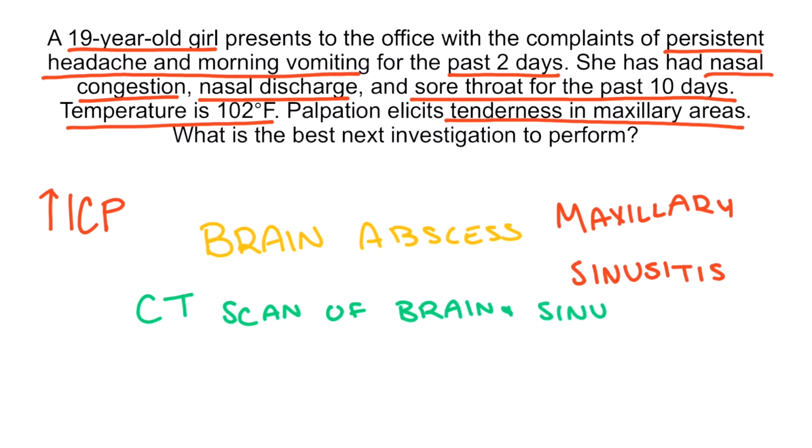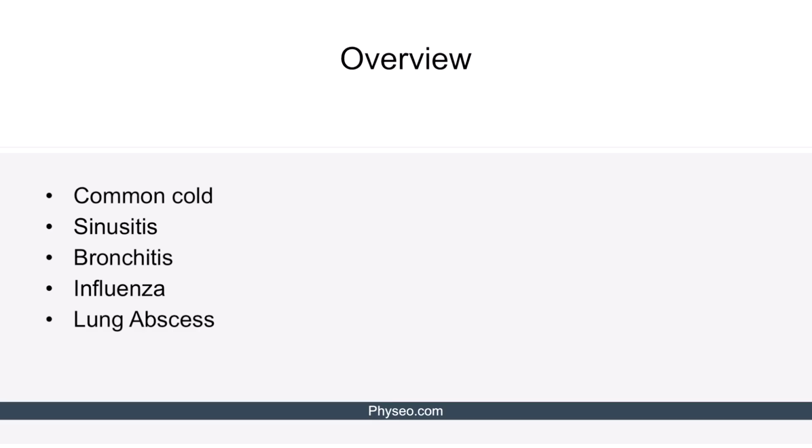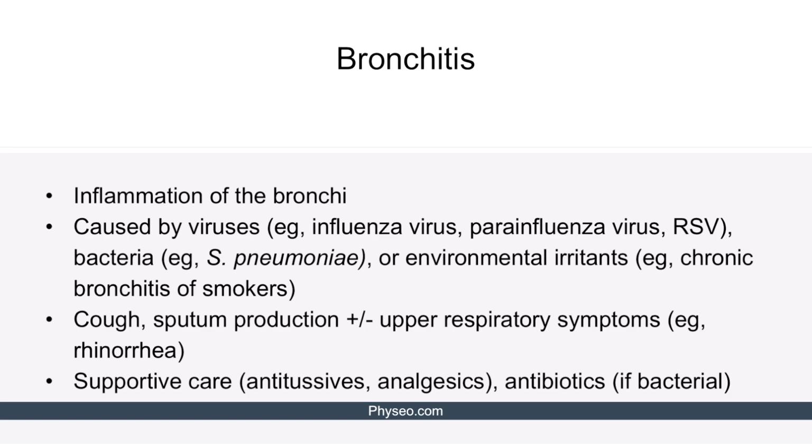Now we'll discuss the lower respiratory tract infections, starting with bronchitis. Bronchitis is the inflammation of the bronchi. It's most commonly caused by viruses such as influenza virus, parainfluenza virus, and RSV. Bacterial pathogens such as Streptococcus pneumoniae can also be responsible, as well as environmental irritants. For example, the chronic bronchitis of smokers. The inflammation in bronchi leads to cough with sputum production.